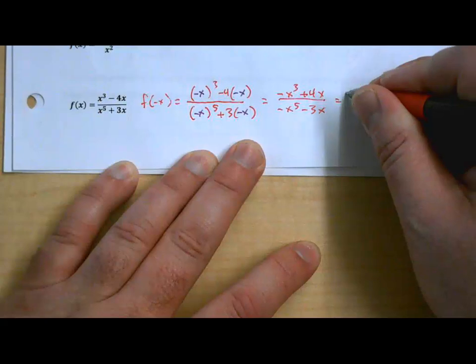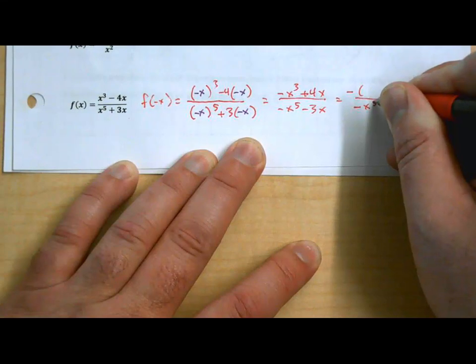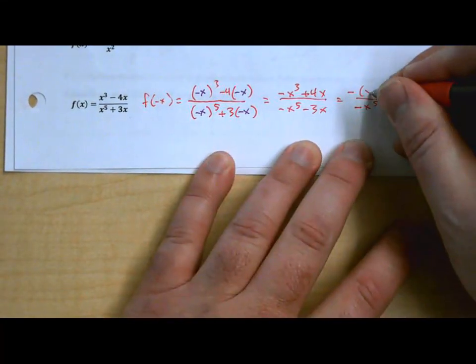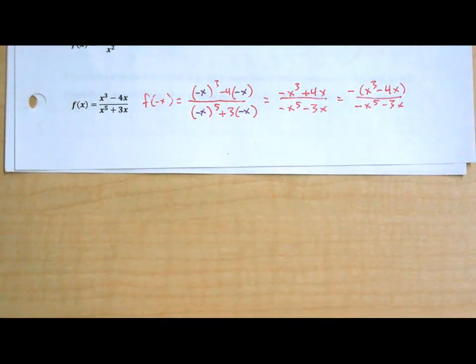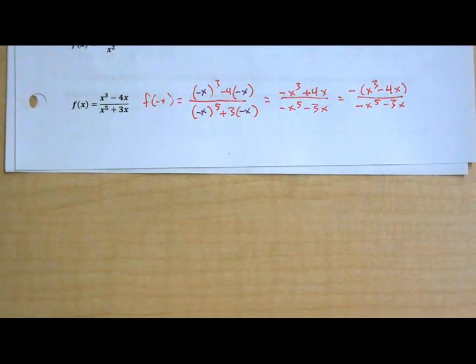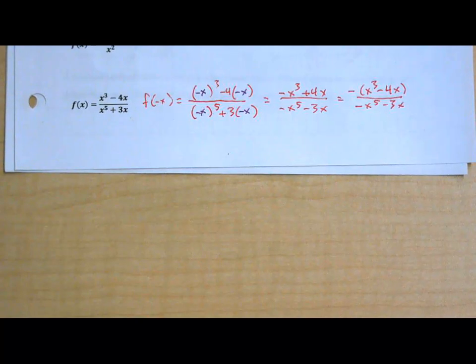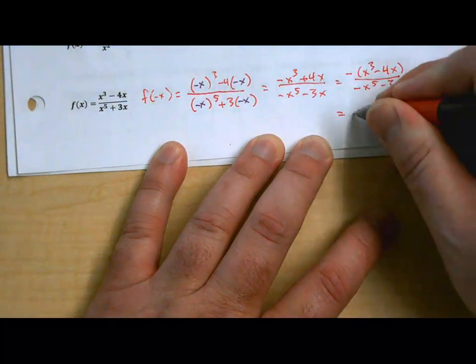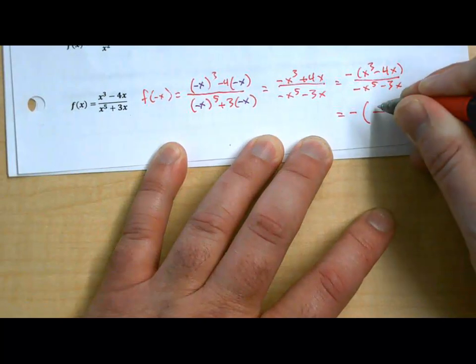It's going to be a negative on the top. The denominator is going to have to stay exactly as it was. That would make this a positive x to the third, a minus 4x. And I might go one more step here. I do that negative out in front of the whole thing.